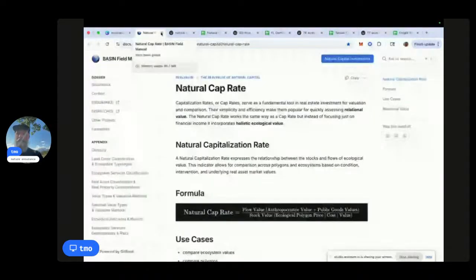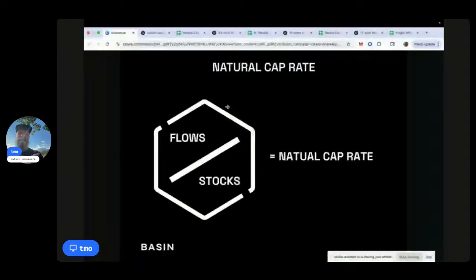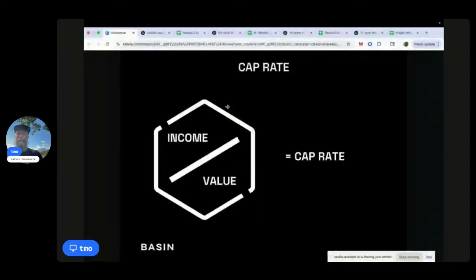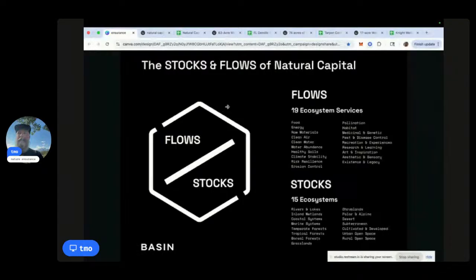And so we have these simplified models, right? Let's look at what a natural cap rate, or natural asset insurance, is actually made of. These are all the things we value that go into a natural cap rate. It's based on the stocks and flows of natural capital, with tons of academic research behind that, and we're putting a different twist on it because we're applying it to real assets. But basically, 19 ecosystem services are the flows, and 15 ecosystems are the stocks. Those are the land covers.